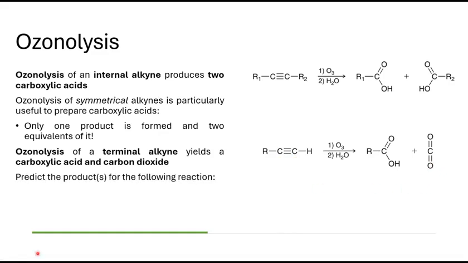Predict the products for the following reaction. Go ahead and predict the products, and then we'll check. Hopefully we can all agree that here is a C triple bond C. We're going to have cleavage here and the formation of two carboxylic acids.